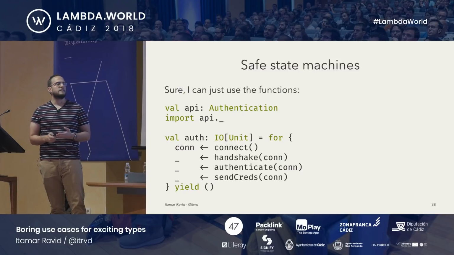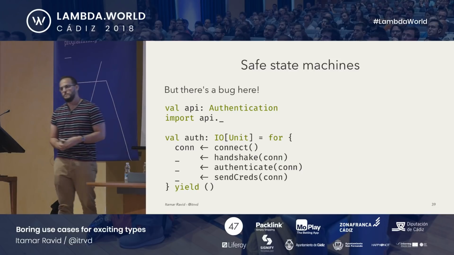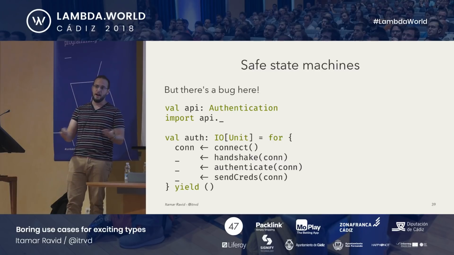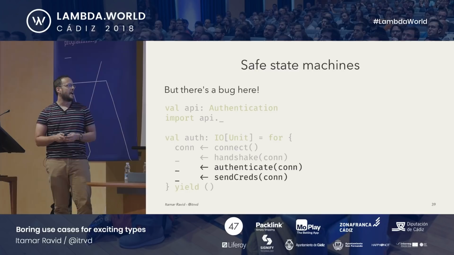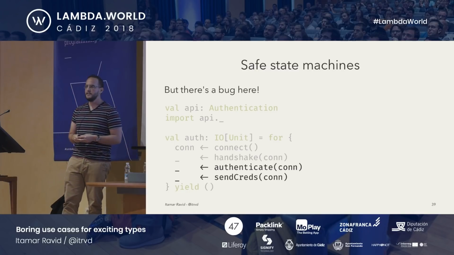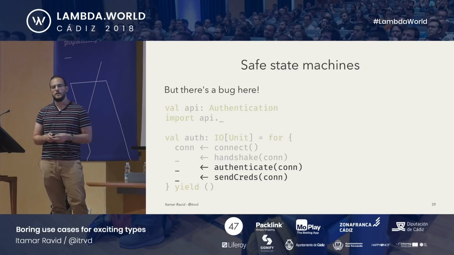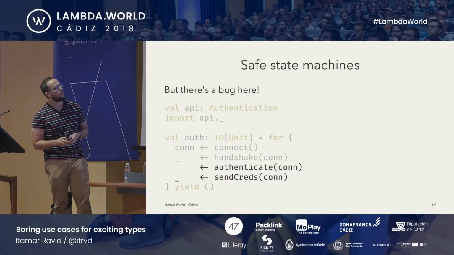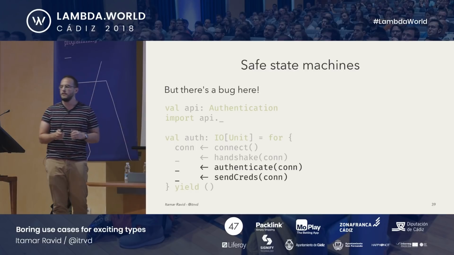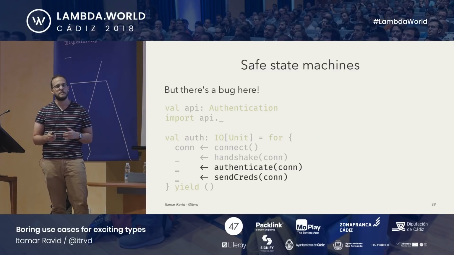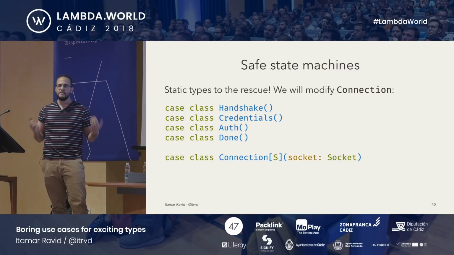So this is great, apart from the fact that there is a bug in here. That was, I guess, pretty hard to catch. Because we have called the authentication function before we even sent the credentials on the wire. So the problem here is that nothing is actually keeping track of the proper call order, and nothing is preventing us from doing these sort of errors. So when in doubt, always add more types.